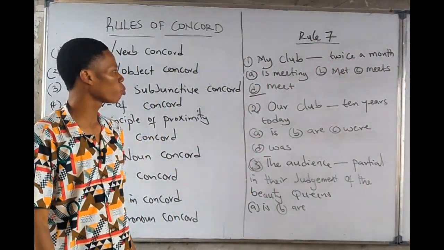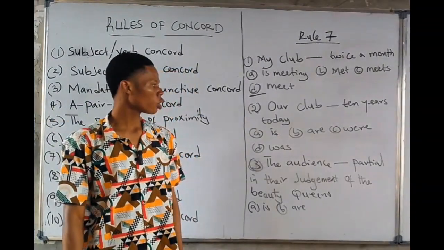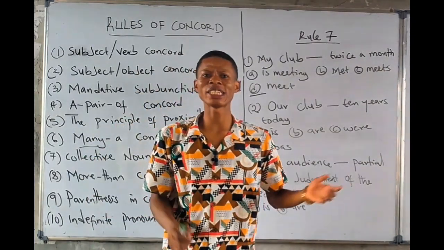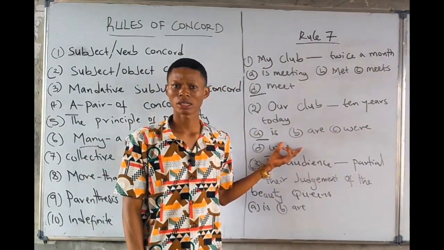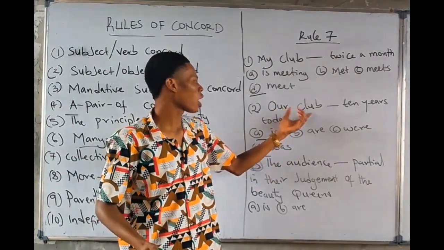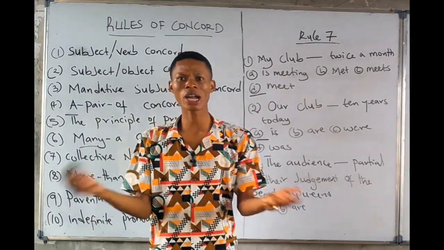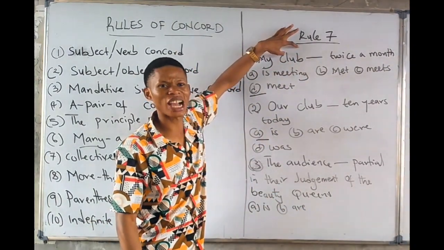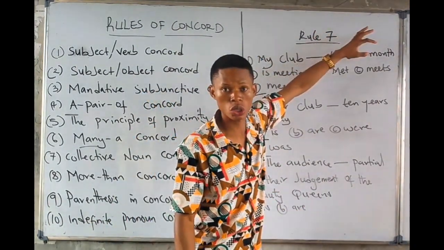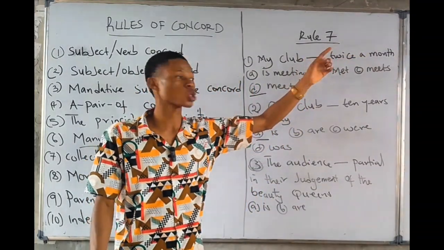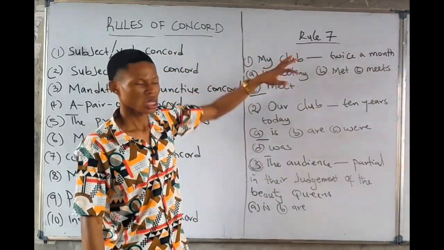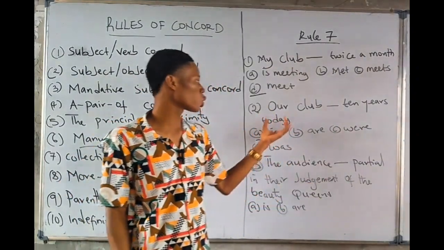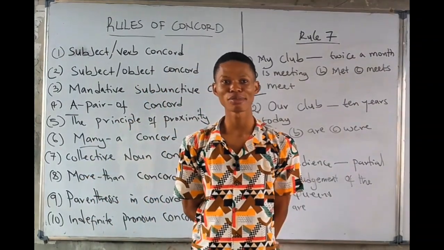The next one: our club dash 10 years today. What's the correct answer? Is, right? The club is not performing any action here, so it goes with singular. Our club is 10 years today. There's no action there. Do you understand? The club was performing the action of meeting twice a month, so it goes with the plural, meet. But here the club is not performing any action. Our club is 10 years today. You can't say our club are 10 years today.